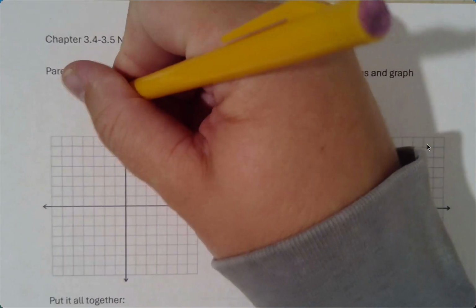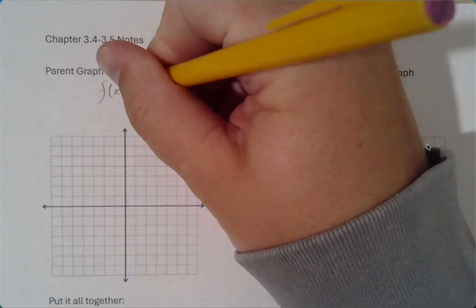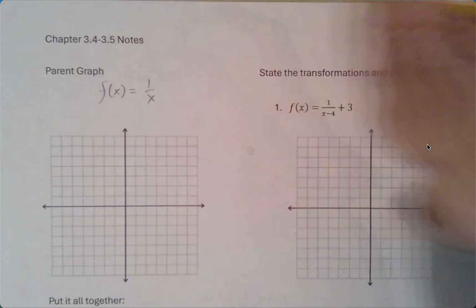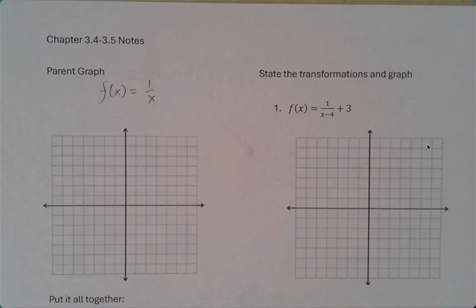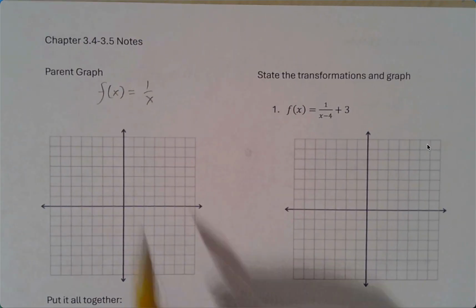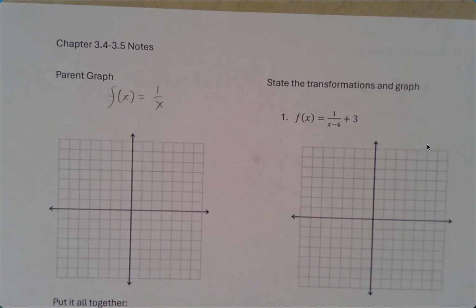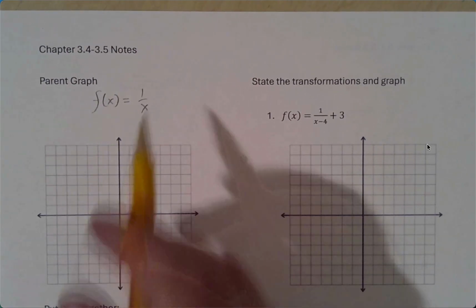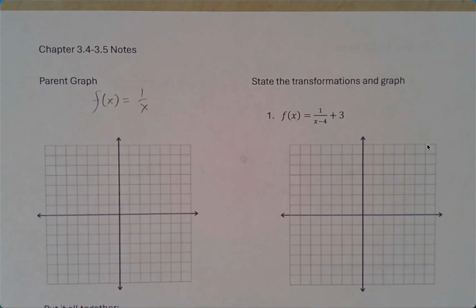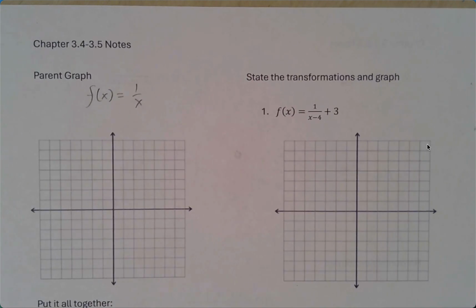So, here we go. The most basic rational function is 1 over x. In order to be a rational function, you need to be a fraction. You need to have algebra in the bottom. What's the simplest fraction you can have with algebra in the bottom? 1 over x. So there we go.